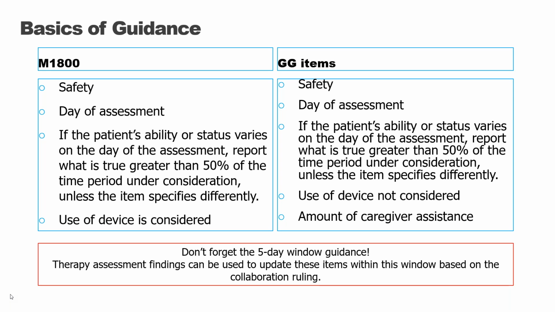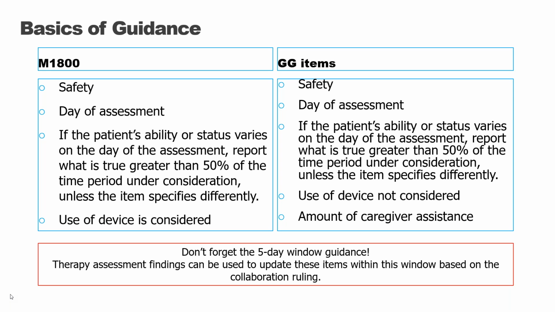If the patient status varies on the day of assessment, we will report what is true greater than 50% of the time under consideration, unless the item guidance specifies something different, and that will always apply. You're going to have your general guidelines, and then you'll always know that if your item gives you different directions from the basic guidelines that you have, then that's what you're going to follow.